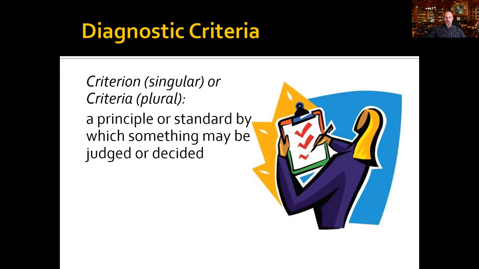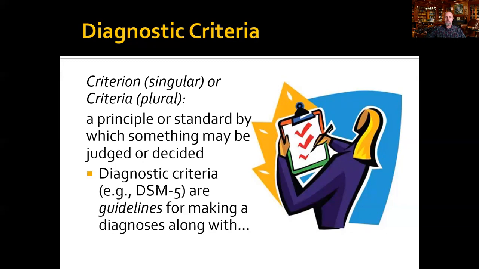I've used the word criteria and criterion. So a criterion is singular and criteria is plural. So if there's a bunch of criterion, then that is criteria. So criteria is simply a principle or a standard by which something may be judged or decided. So they're guidelines. Now, there are many examples of criterion that are out there in the world that are used as a standard to judge something or decide something.